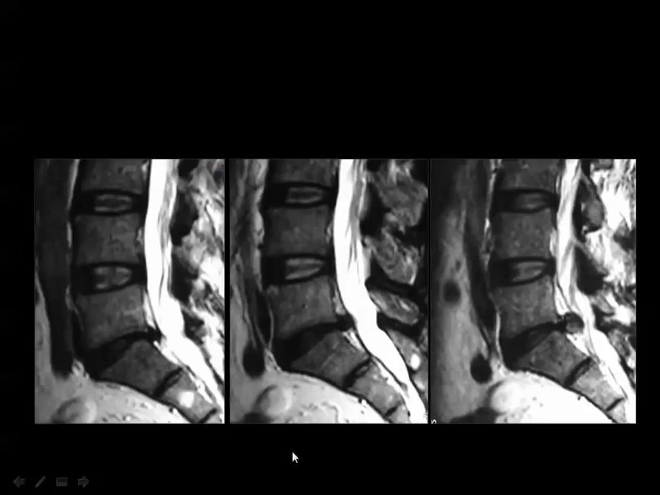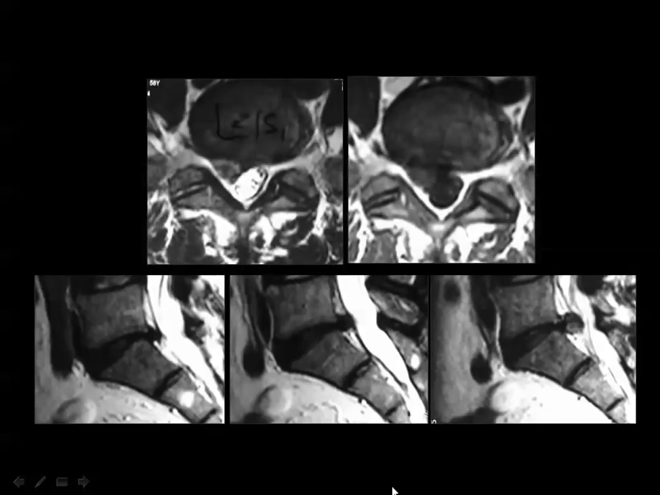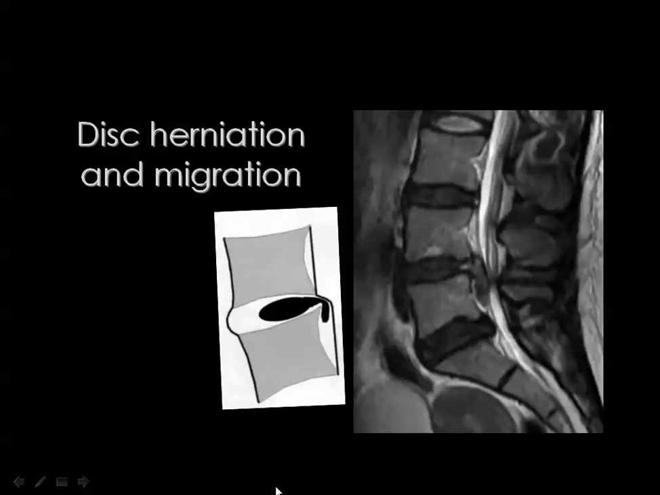Look at another example. This is L5S1, this is the midline image, the left image, and the right image. The disc is getting larger on the right side, and this means that it is a right posterolateral disc herniation, and you can see this is the disc which is on the right side.